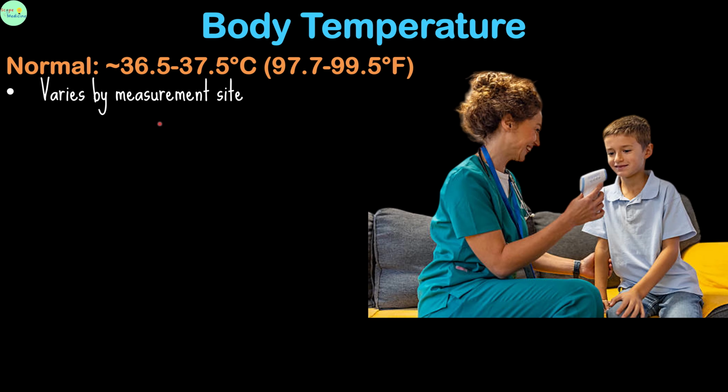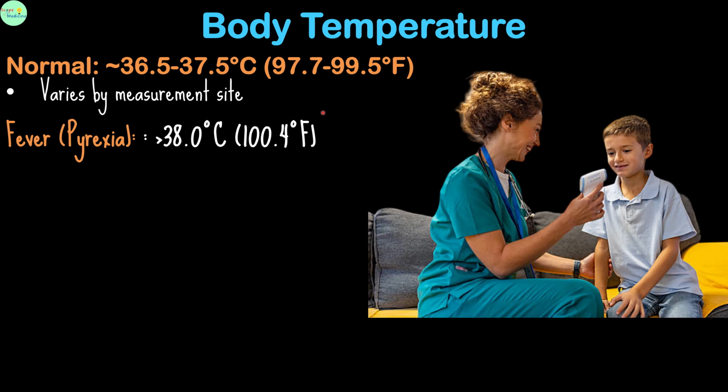The normal range is approximately 36.5 to 37.5 degrees Celsius, or 97.7 to 99.5 degrees Fahrenheit. It is important to note that this range varies slightly depending on the measurement site, such as oral, tympanic, temporal, or rectal. Fever, or pyrexia, is defined as a controlled elevation in core body temperature, typically above 38.0 degrees Celsius or 100.4 degrees Fahrenheit. Its pathogenesis involves cytokine-mediated resetting of the hypothalamic thermostat in the brain.